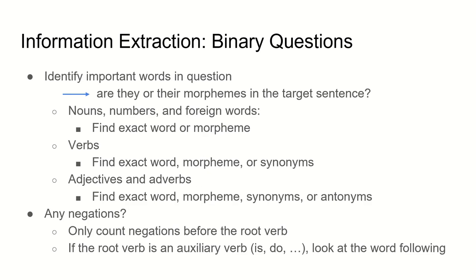As for binary questions, we see if the important words in the question are also in the target sentence, or if their morphemes are the same as the morphemes of words in the sentence. We also look for synonyms and antonyms for verbs, adjectives, and adverbs. To see if there's negation in the target sentence, we count negations before the root verb. If the root verb is an auxiliary verb, we look at the word after it.